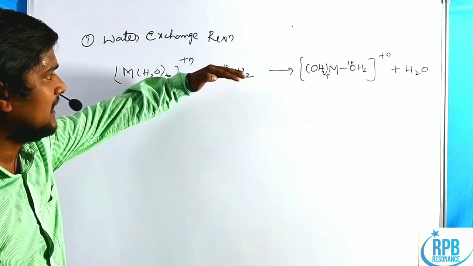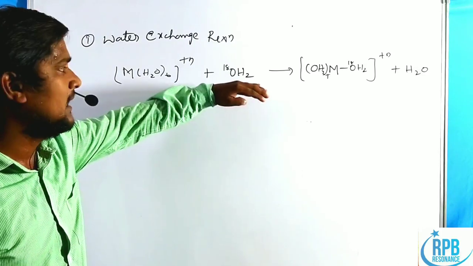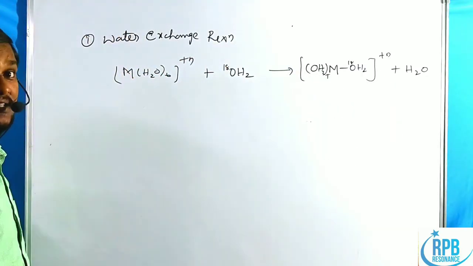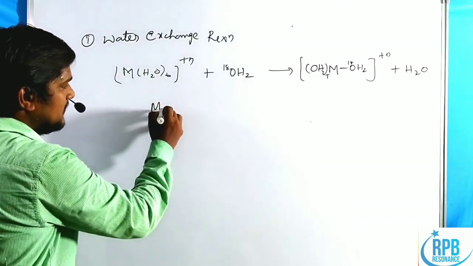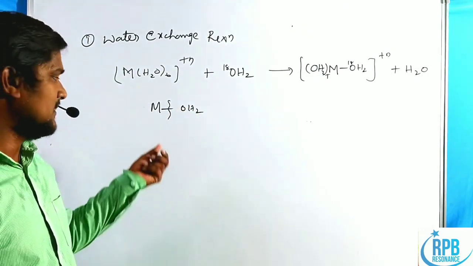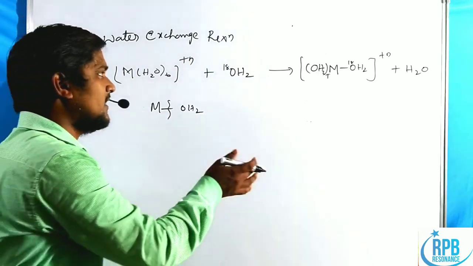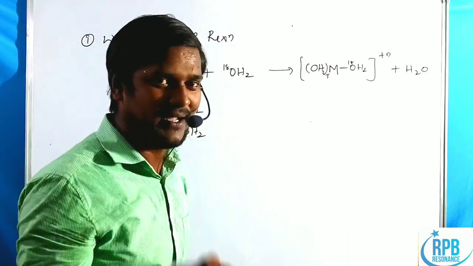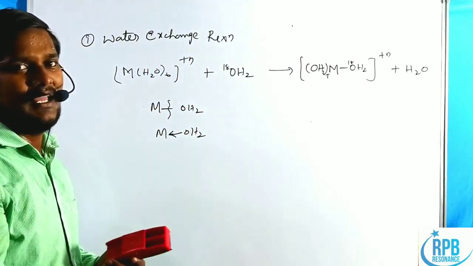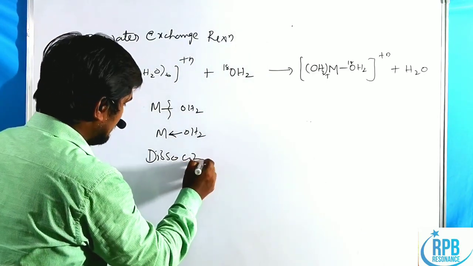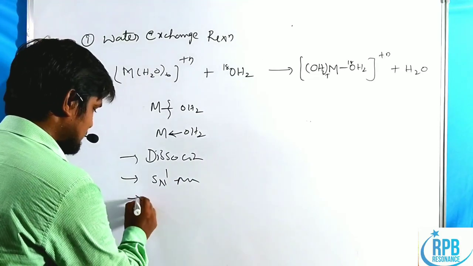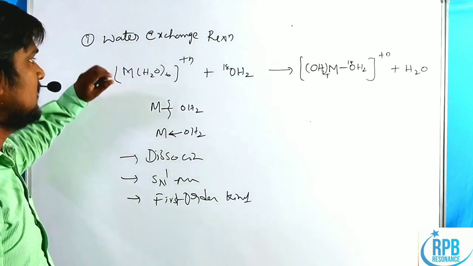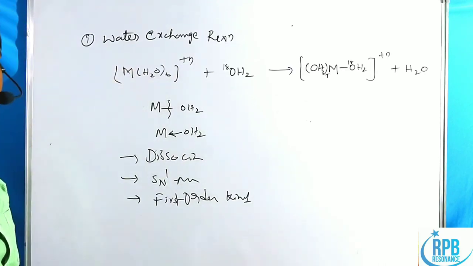Whenever an isotope-labeled heavier aqua ligand replaces one of the normal aqua ligands, it is called a water exchange reaction. Here the M-OH2 bond is readily dissociated first, and then the new M-OH2 bond is formed. Such a mechanism we observe only in the dissociative manner. That's why it is a dissociative mechanism, like SN1, and it follows first order kinetics. These are very helpful as evidence for the dissociative mechanism.